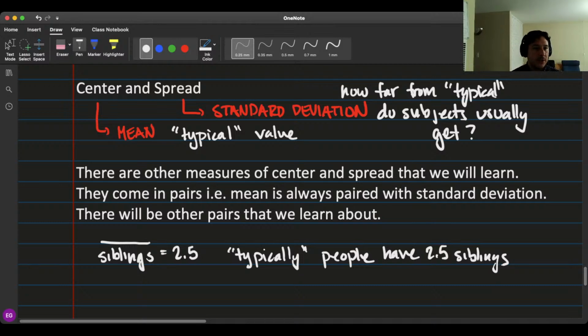Should I wait before I scroll down? Okay, cool. I don't want to wait too long and I don't want to wait too little, so I figured I'd ask. I'll just drink my tea. The standard deviation is a type of spread, but in general, spread tells you how far from typical subjects usually get. And there's different ways to talk about that. That's a good question, though.